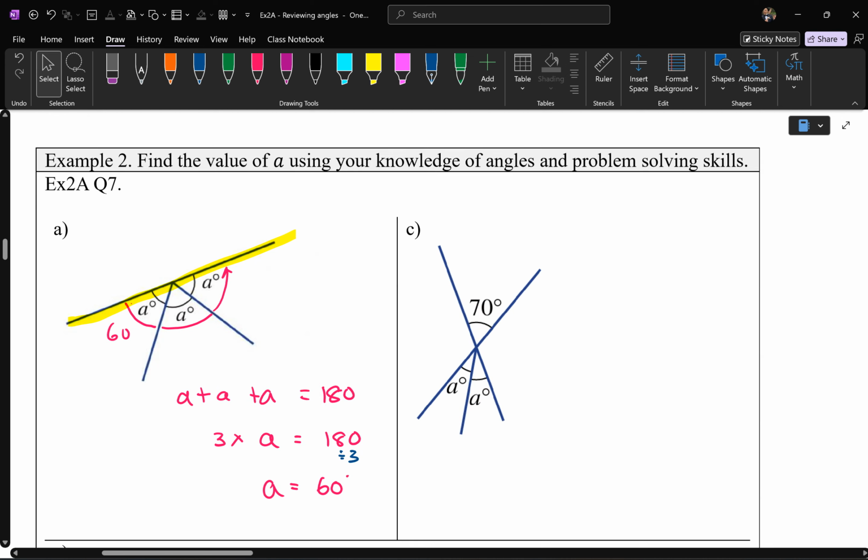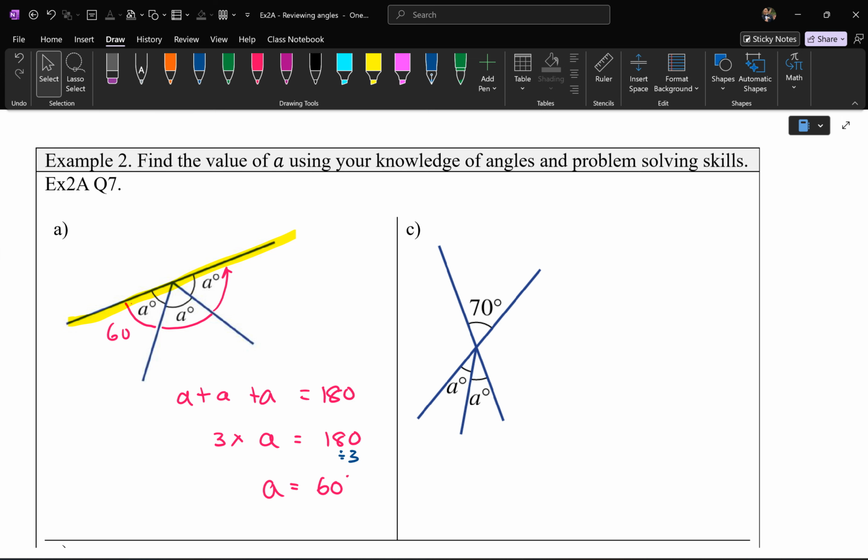Let's have a look at C. Now C is a bit trickier. If you focus on the lines, the ones that matter, then you can see what it is. What do we see here? Let's go with Belinda.